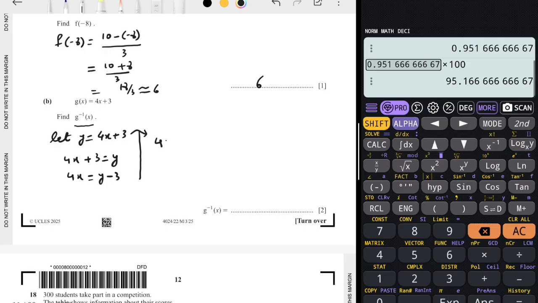4x is equal to y minus 3 divided by 4. So x would be equal to y minus 3 by 4. Now we are going to find the inverse. The inverse of g would be equal to x minus 3 divided by 4. This would be the final answer.